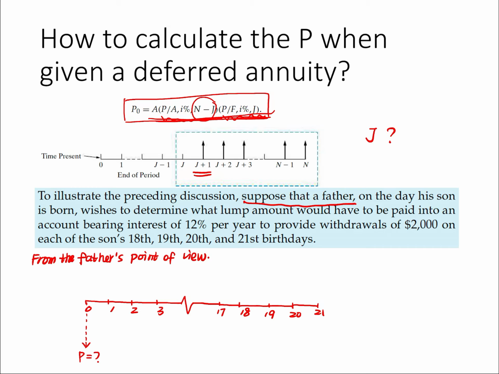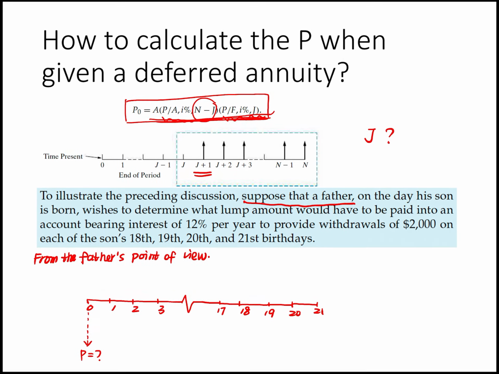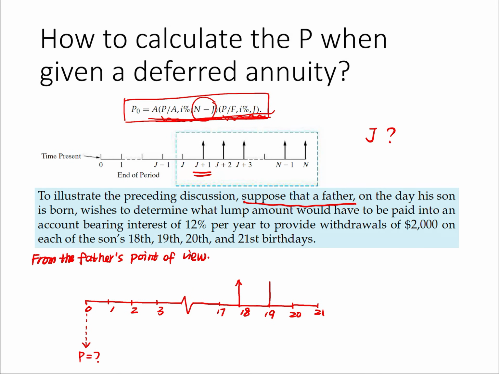And starting from the 18th birthday, his son will receive 2,000, okay, every year after the 18th birthday. So that's a receive. The money you receive is gonna be the money going upward. The arrow is going upward. Okay, so it's gonna be small arrows like this, but the same length for the 4 years. And then that's the A, and A is 2,000. Okay, and you know that the I is 12%.